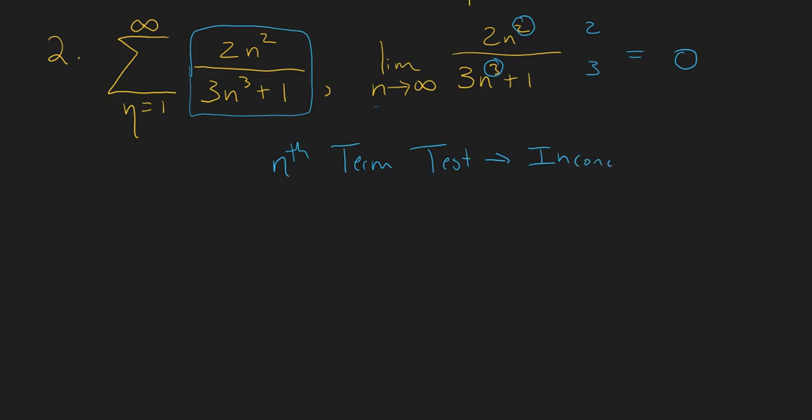Inconclusive. Now, this doesn't mean that it doesn't diverge. It doesn't mean that it does converge. It just means that we have to apply another test. We need more information to be able to determine how this series operates.